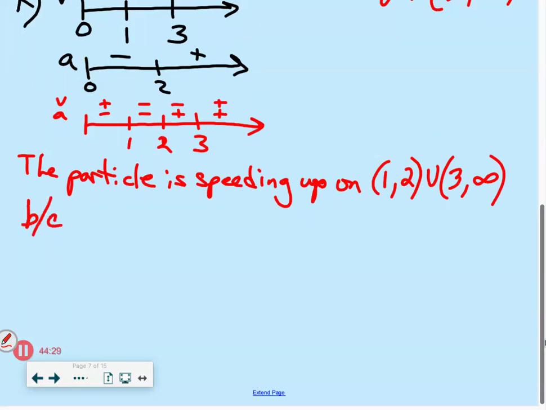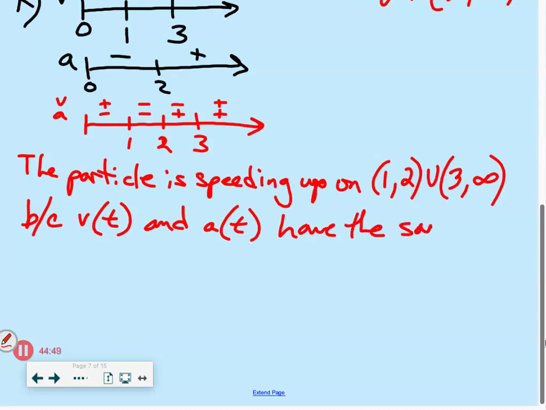Because, how do I know the particle is speeding up then? You can't just say the signs are the same. You have to say velocity. There's no pronouns. You got to be very specific, because v of t and a of t have the same sign on those intervals.